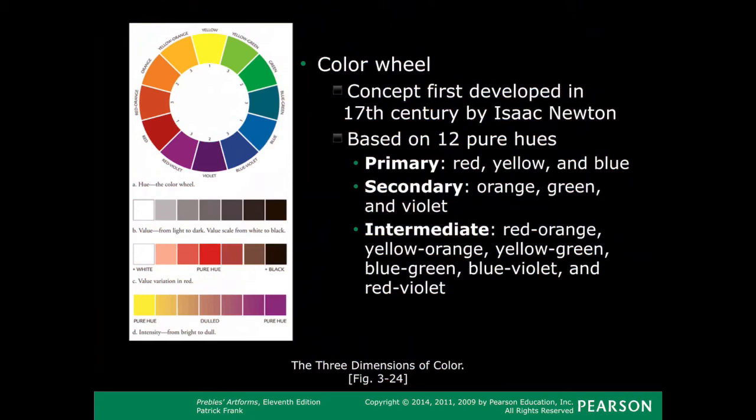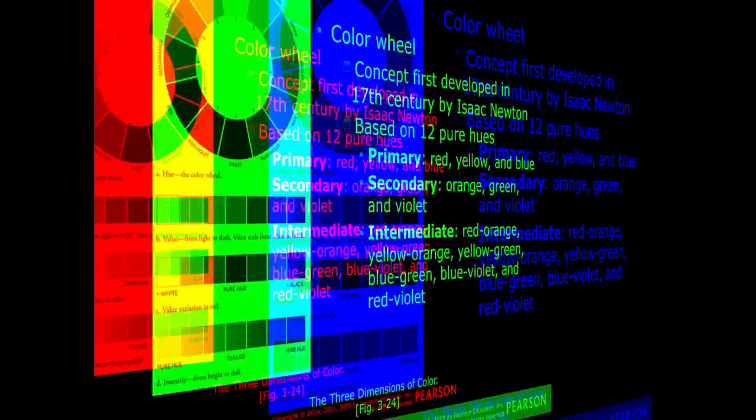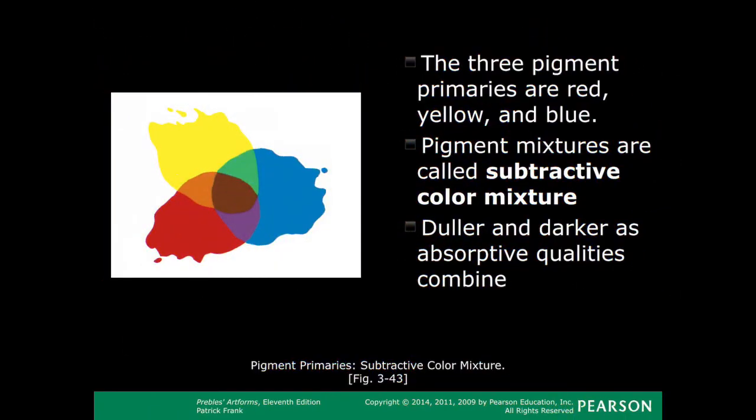We also have intermediate colors. They are in between the primary and secondary colors on the color wheel. These are colors like red orange, yellow green, blue violet, and red violet. Sometimes they are called tertiary colors, but for the sake of this textbook, they call it intermediate.